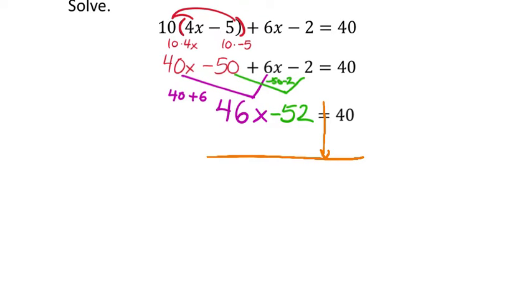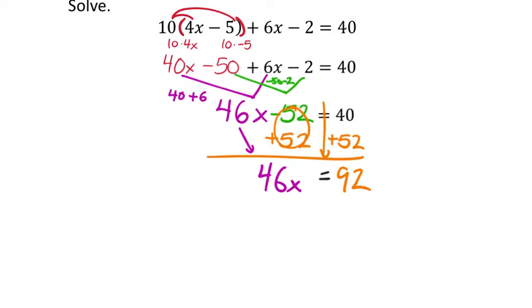And that's what I'm going to do. I'm going to get rid of that negative 52 in green by adding 52 to both sides. And yes, I do need to do it to both sides because it is a principle of equality. So this allows me to take the 46x and drop it. Negative 52 plus 52 is actually 0, and then 40 plus 52 on the right side would be 92, the right side of the equal sign.